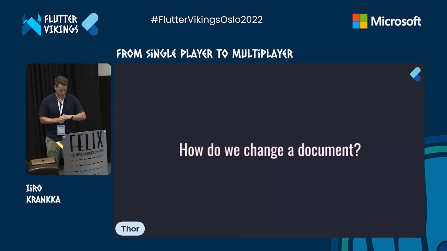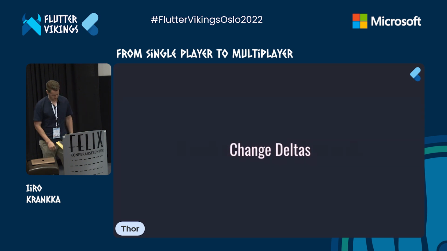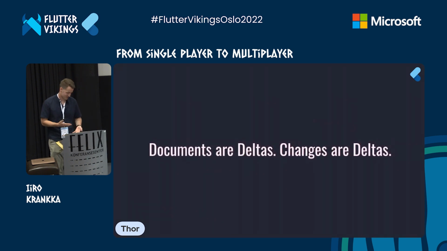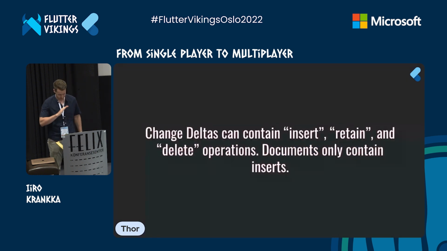So now that we have a document delta, how do we perform a change to it? That's where we use change deltas. It might be a little bit confusing because documents are deltas, but changes are also deltas. So everything is delta. But the difference here is that change deltas can contain insert, retain, and delete operations, but documents only contain inserts. If a document contains anything other than inserts, you cannot just pass it to an editor and be like, oh, what is retain? What is delete?